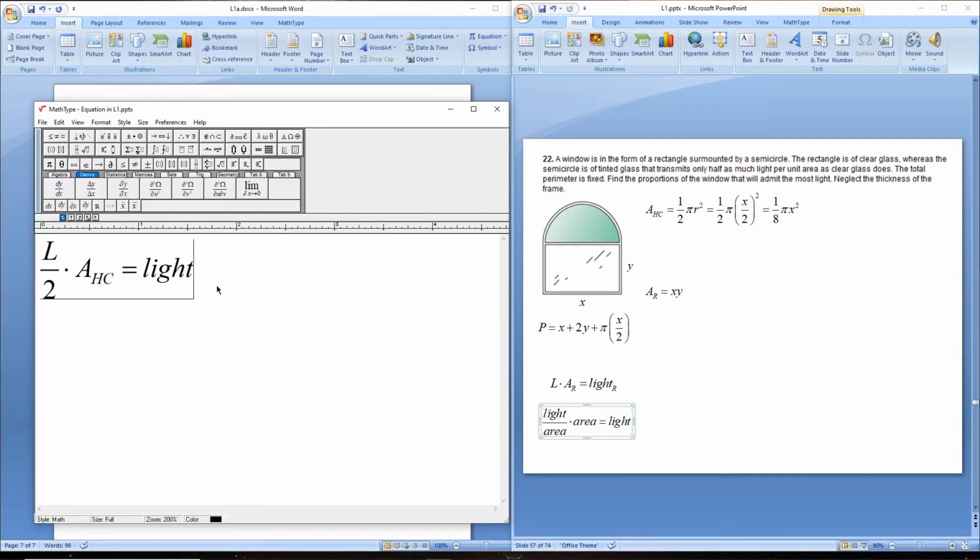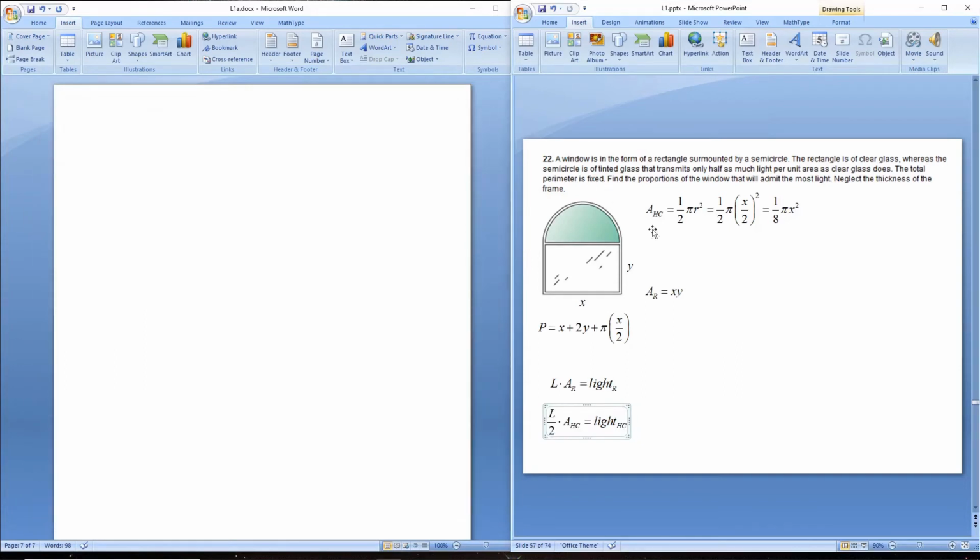And then that would be the light that comes through that half circle. And now our goal here is to find all the light. And we can do that. Let me just grab these two here.